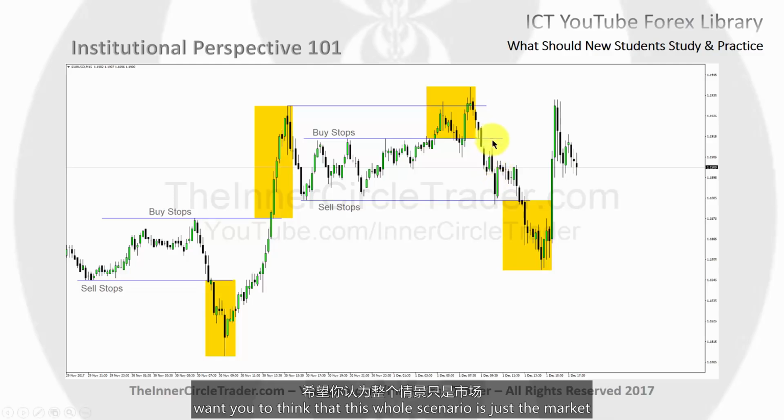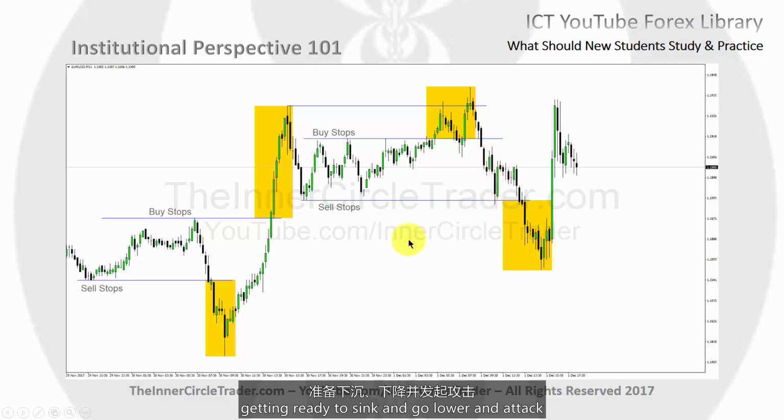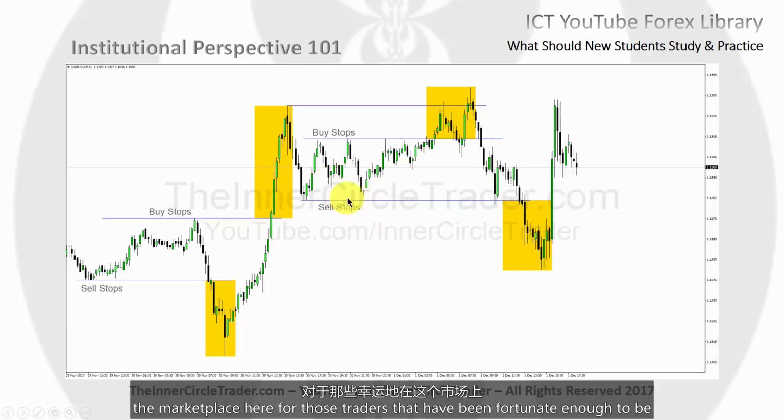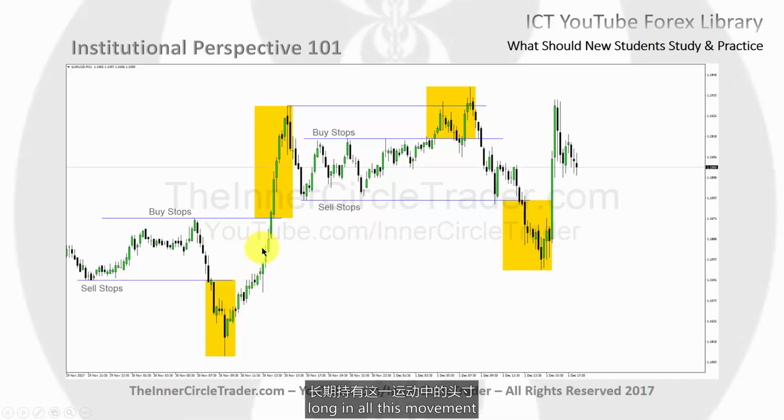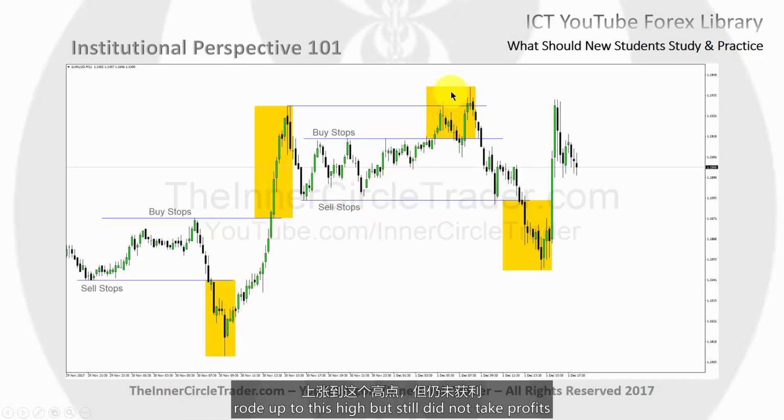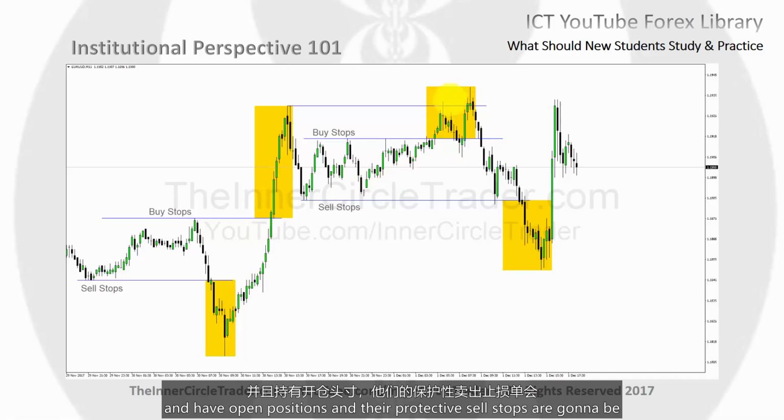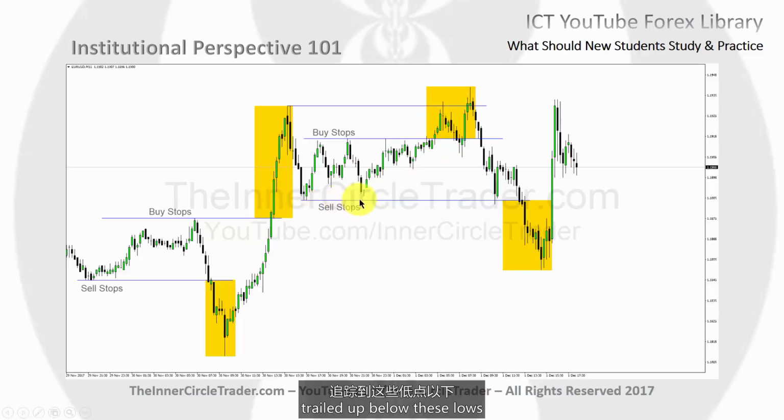I want you to think that this whole scenario is just the market getting ready to sink and go lower and attack the sell stops that are below the marketplace here, for those traders that have been fortunate enough to be long in all this movement, rode up to this high, but still did not take profits and have open positions, and their protective sell stops are going to be trailed up below these lows.